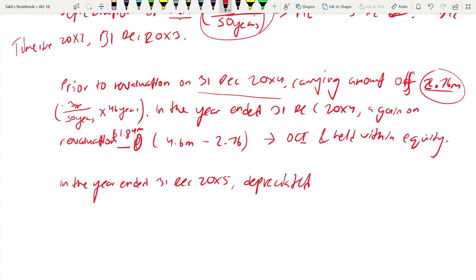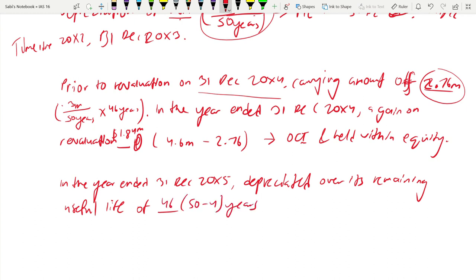Okay. You have to write it over its remaining useful life, and you also have to show how you got that 46 years. It will not remain 50. It's 50 years from 1st of January 2001. But when you come to 2005, 4 years went by. 2001, 2, 3, 4. Then it's 46 years from there onwards. So remaining useful life of how much? 46 years, because 50 minus 4. You have to show it like this: 50 minus 4. That's how you got 46.